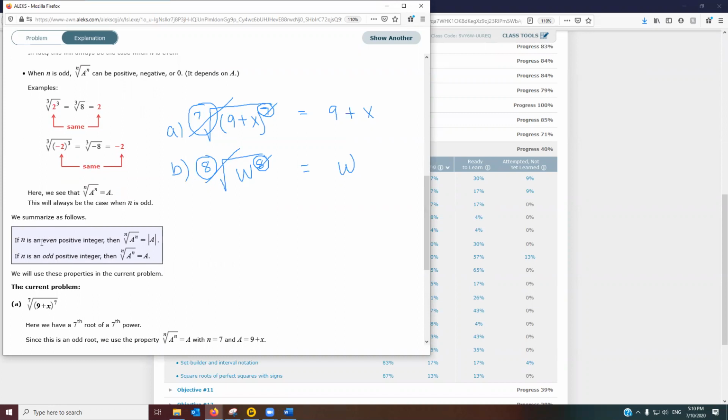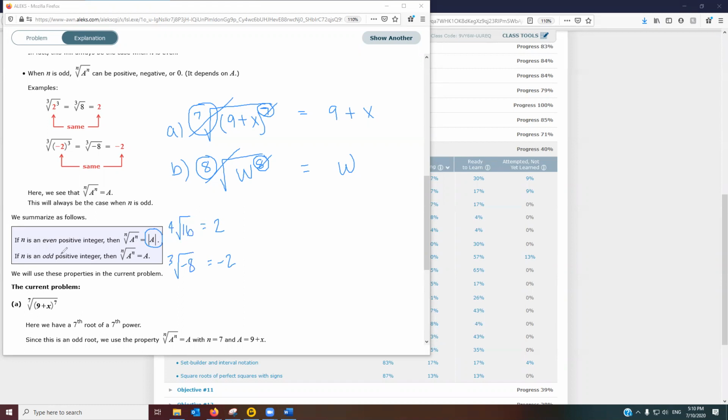It says when n is even, use the absolute value sign on the answer. But when n is odd, you don't need the absolute value sign. And that makes sense if you think about it, because remember, if you took the cube root of -8, the answer could be -2. But if I took the 4th root of 16, I can't have a negative answer. I got to force the answer to be positive. So by using the absolute value symbol, that's forcing the answer to be positive.